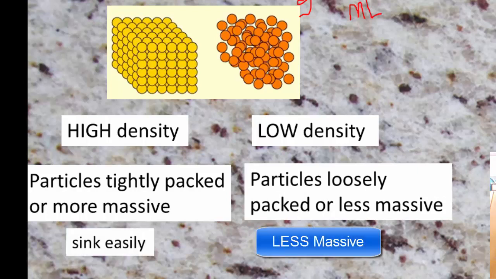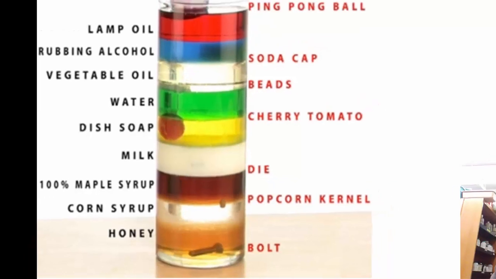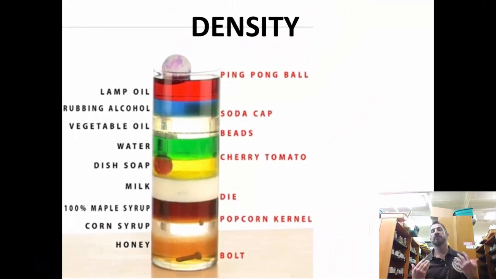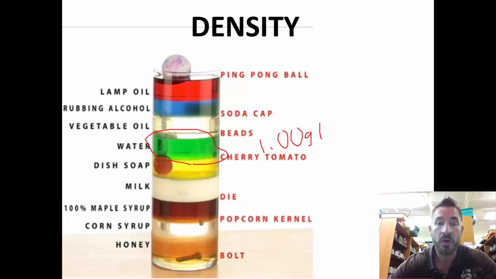High-density substances would sink more easily. Low-density substances would float more easily. So let's look at what we talk about when we mention floating density. Well, one thing we use as a standard here is water. Now, the reason this is green is I simply used food coloring. Water has a density of 1.00 grams per milliliter or centimeter cubed. And often we'll use 1.00 grams per milliliter because water is actually a liquid.